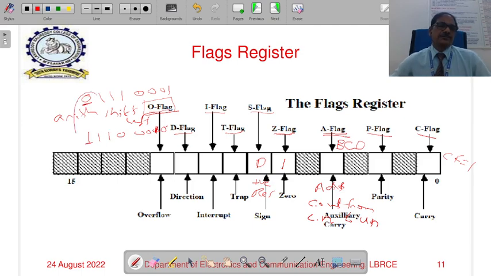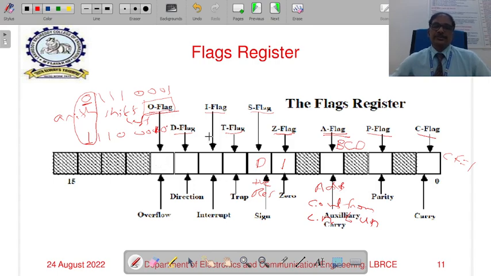Now this kind of status is indicated as overflow. So that is where the overflow flag is used for arithmetic shift left operations. Here positive becomes negative, and sometimes negative may become positive. That is indicated with the overflow flag.